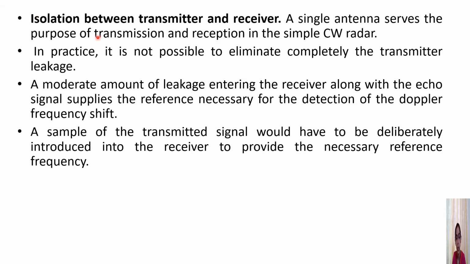Now, speaking about the isolation between the transmitter and receiver, we have seen that we are using a single antenna for both transmission as well as reception. However, in practice, we cannot completely isolate the transmitter and receiver from each other. Obviously, there will be some leakage from the transmitter power into the receiver. But actually, some leakage is necessary from the transmitter side to the receiver side, because we have to detect the Doppler frequency shift. This is going to act like a reference signal so that we can accurately measure our shift in Doppler frequency.